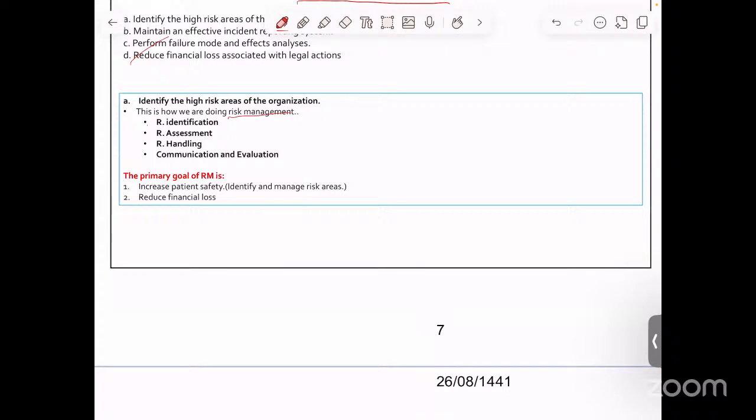We have the risk identification. We have to do the risk assessment. We have to do also the risk handling, and to check the communication and evaluation. So the primary goal of the risk management is to what? Increase patient safety as always and reduce financial loss. Yes, the primary goal is always to reduce financial loss associated with legal actions or increase patient safety. So clear, okay?